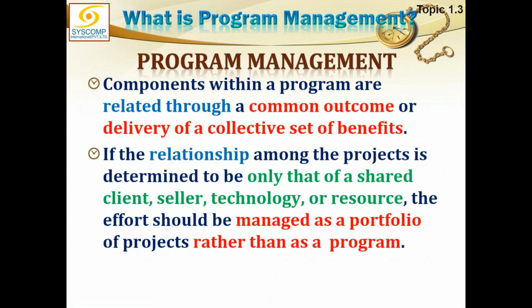Components within a program are related through a common outcome or delivery of a collective set of benefits. So all the components within a program must have some relationship, and that relationship is that they would be contributing to the common objective, common outcome, common benefit. So they are all contributing towards the strategy of the program.